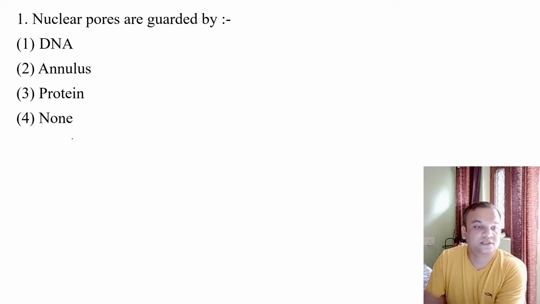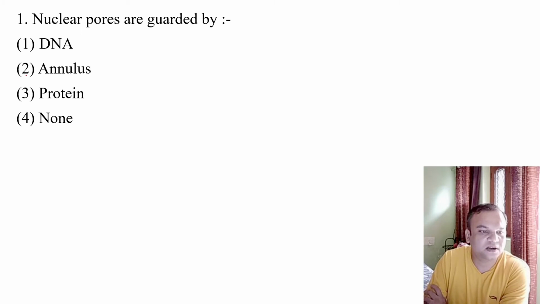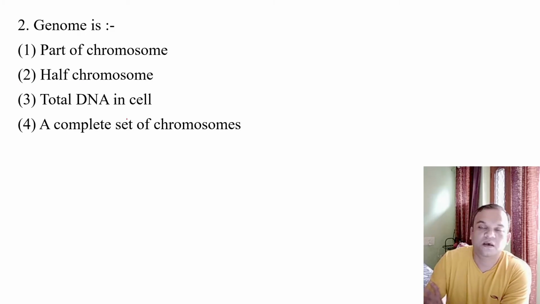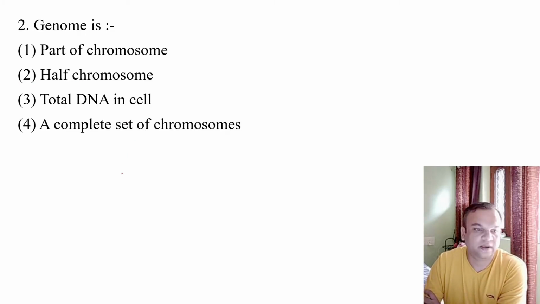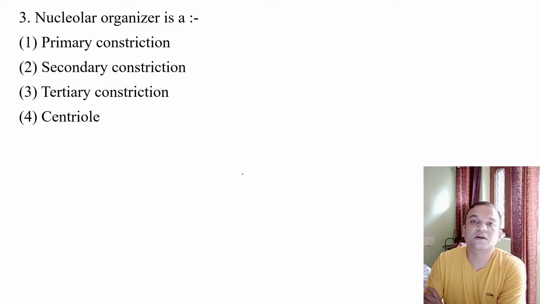Today's first question is, nuclear pores are guarded by. Nuclear pores are actually guarded by annulus. Next question is, genome is defined as. Genome is a complete set of chromosomes of any organism. So if we talk about the genome of human beings, it will be 23 pairs of chromosomes, or we can say about 46 chromosomes.